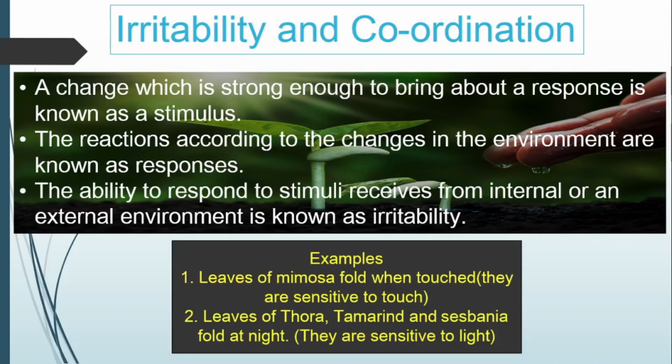Let's look at some examples. Leaves of mimosa fold when touched. It means they are sensitive to touch. And the next example is leaves of tora, tamarind, and sesbania fold at night. It means they are sensitive to light.